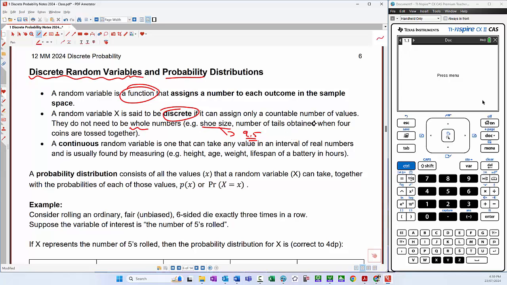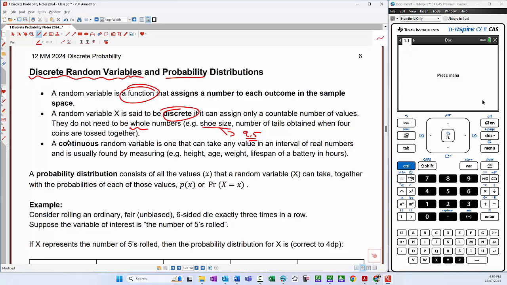Okay. The number of tails obtained when four coins are tossed together. That would be a whole number, because you can either get zero tails, one tail, two tails. So that would be a whole number value.